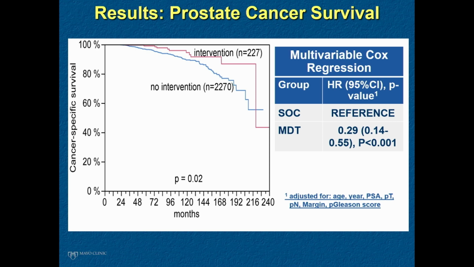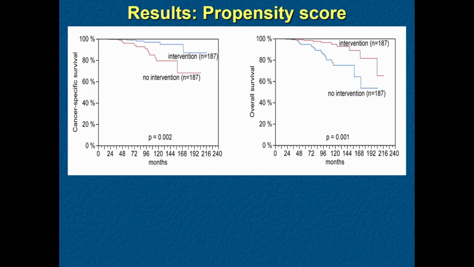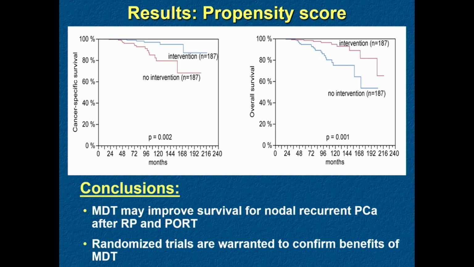And you can see here, if we intervened versus no metastasis-directed therapy, the patients we intervened on, whether by surgery or by salvage radiation therapy to nodes, they tended to do better. You can see here, again, propensity score matched and even further curve separation. So again, not high-level data, but hopefully good retrospective data to show that metastasis-directed therapy, or MDT, may improve the survival for nodal recurrent prostate cancer after maximized therapy to the local disease after radical prostatectomy and postoperative radiation therapy.